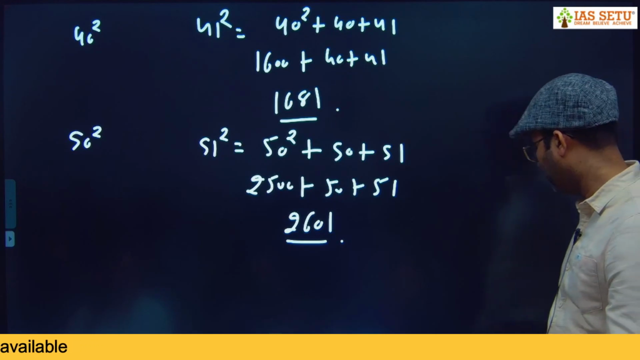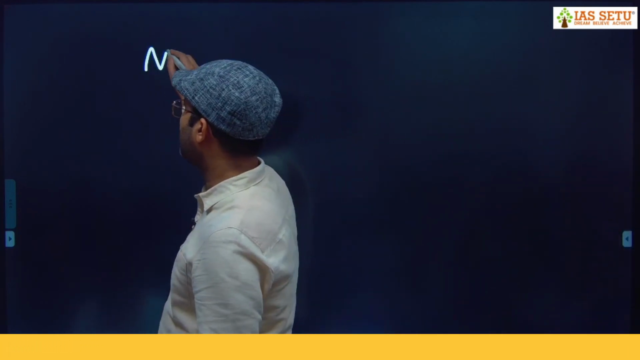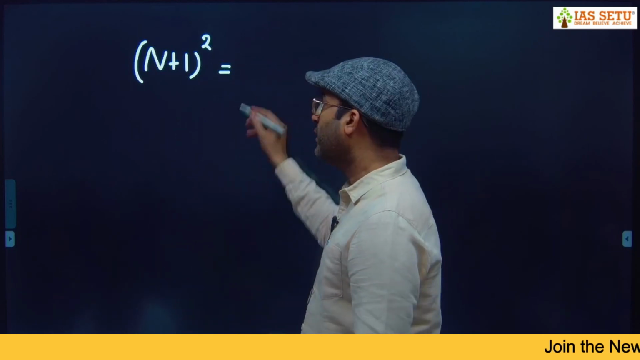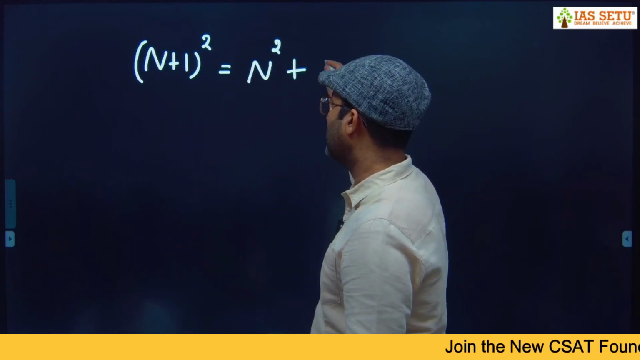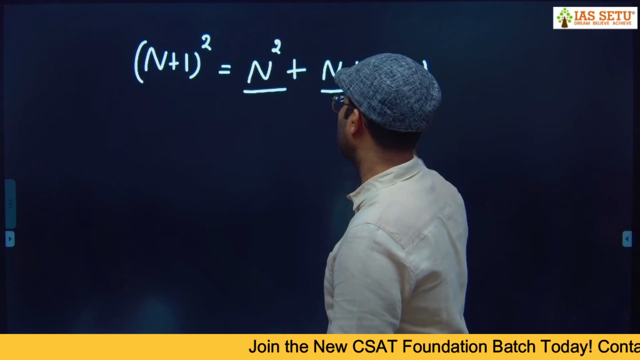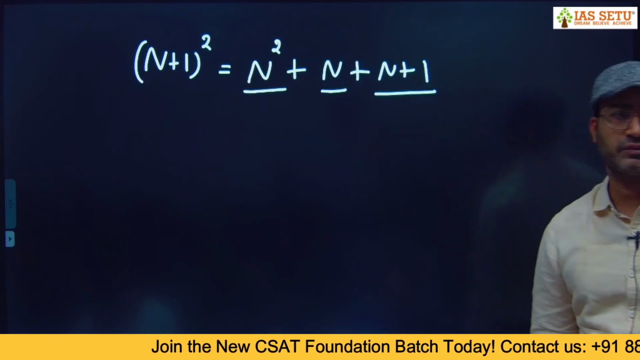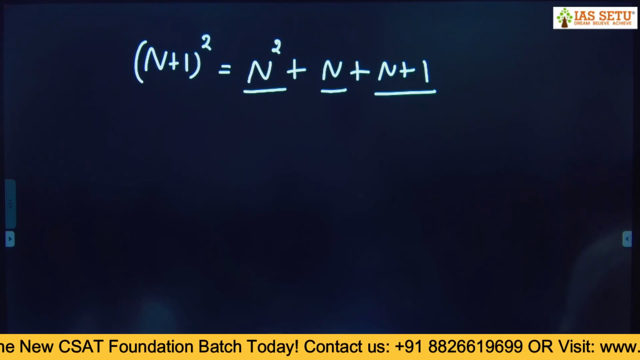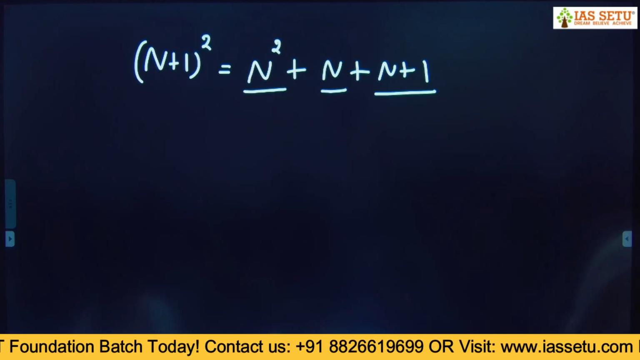So you write (n plus 1) whole square. It is n square plus n plus n plus 1. n square में दोनों नंबर ऐड कर. (n plus 1) whole square is always equal to n square plus n plus n plus 1.